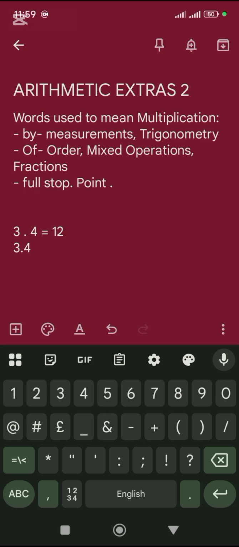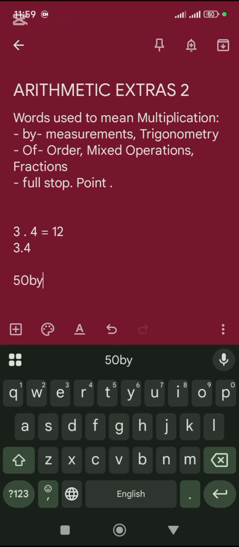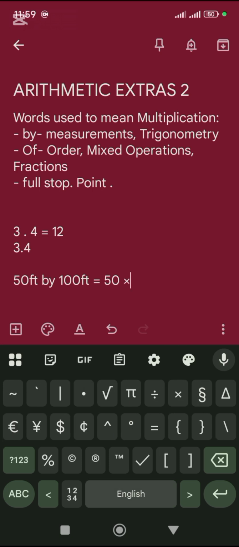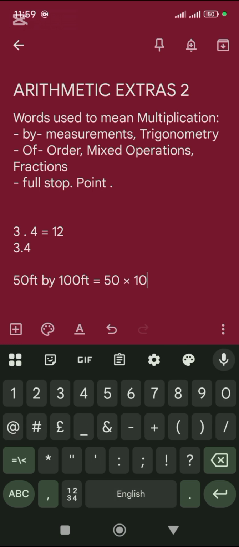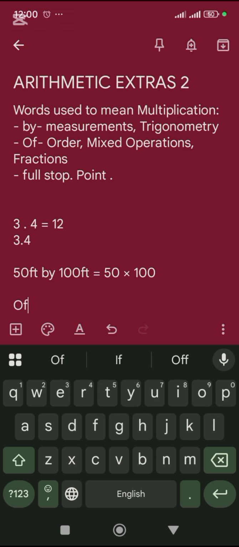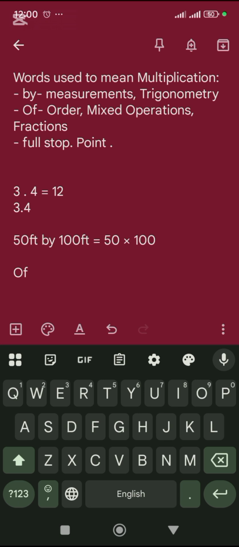All right, and for measurement you would find something like 50 by 100, maybe 50 feet by 100 feet, and this means 50 multiplied by 100. And that's how it just keeps going on and on. And there are some questions where after writing certain fractions and the rest, you will see the word "of". It simply means multiplication.